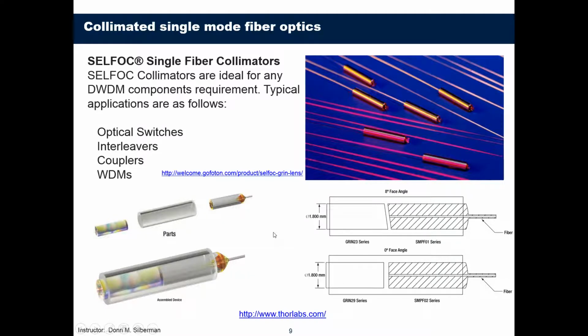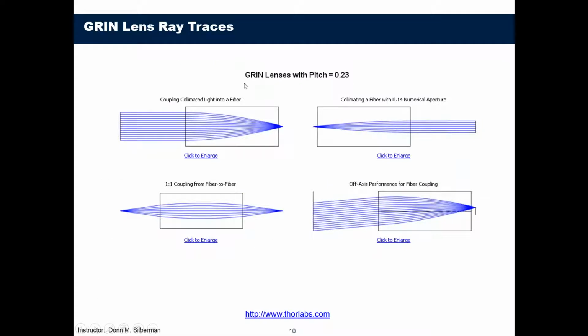So I think the next slide shows a little bit about what GRIN lens, graded index lens fibers with different pitches. The pitch has to do with the length of this glass rod, which has a radial changing index from the center outward. And so here's like a long one fiber coupled. There's many different versions of these. They've been around for several decades or more and used for fiber optics.